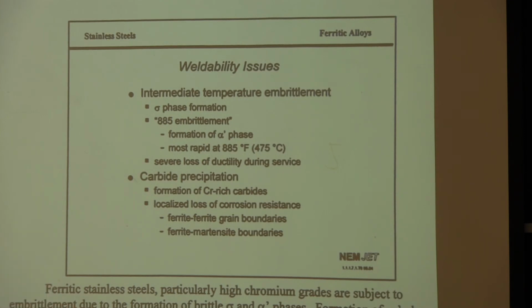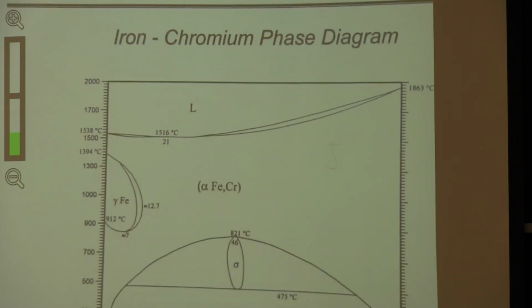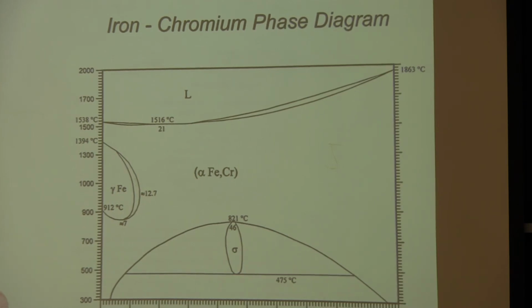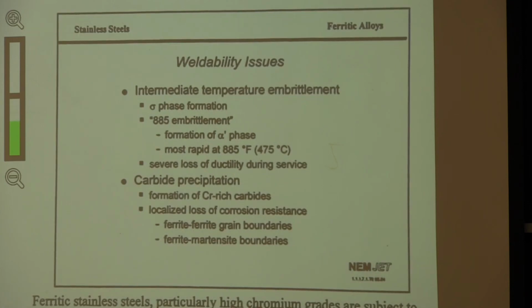So along the lines of embrittlement, there's something called sigma phase. I don't know if you noticed when I had the iron chromium phase diagram up there. I'll put it back up for just a second. This right here is sigma phase, and it can form in these alloys due to precipitation and due to temperature ranges that are deleterious. And as that happens, you can lose, like I said, your toughness and your ductility.